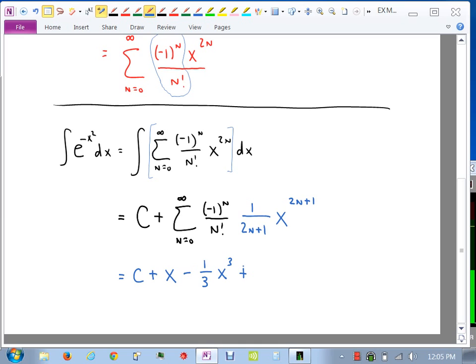Then plus, now n is 2. 2 factorial. So 2, and then I'm going to have 5. So 2 times 5, x to the 5th. Then minus 1 over 2 times 3 times 7, x to the 7th, plus dot, dot, dot. I'm starting to get the pattern there. That should be it.